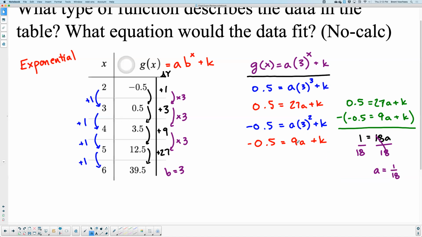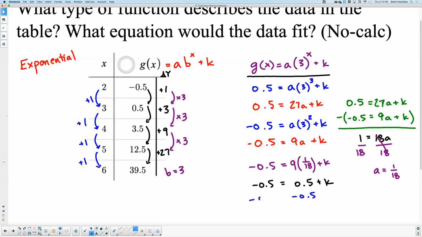And so now I can choose any equation. Let's just use this one. Negative 0.5 would equal 9 times 1 over 18 plus k. What is 9 times 1 over 18? Or what is 9/18ths? 1/2. So negative 0.5 equals 0.5. I'm changing to a decimal. Plus k. How would I solve that?